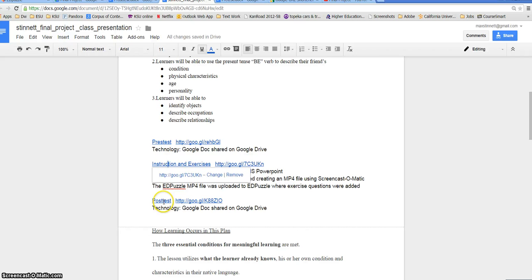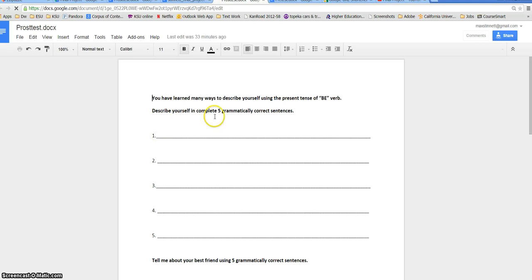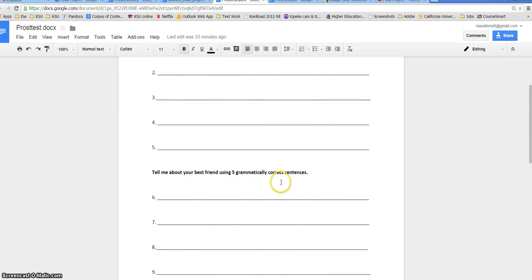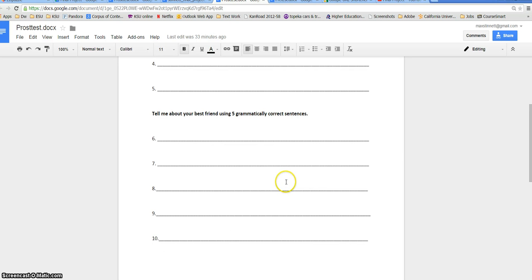And then that's followed by a post-test. And this one has a little less scaffolding, other than just the blank telling them to describe themselves using 5 grammatically correct sentences, and then describing their best friend using 5 grammatically correct sentences.